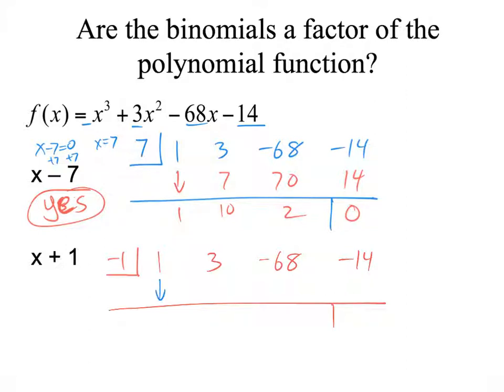Bring the 1 down. Negative 1 times 1 is negative 1. Add down 2. Negative 1 times 2 is negative 2. Add down negative 70. And negative 1 times negative 70 is 70. Add down is 56. That is not a 0, so this is not a factor. So it is no. It is not a factor, so I'm going to cross that one out.